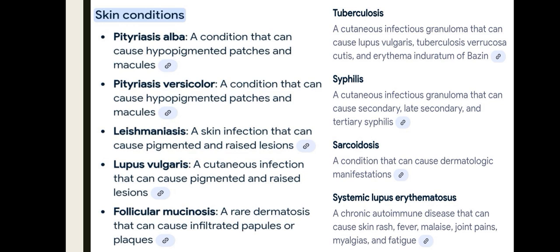Follicular mycosis, a rare dermatosis that can cause infiltrated papules or plaques. Another infection is tuberculosis. It is a cutaneous infectious granuloma that can cause lupus vulgaris, tuberculosis verrucosa cutis, and erythema induratum of Bazin. Syphilis, a cutaneous infectious granuloma that can cause secondary, late secondary, and tertiary syphilis. Sarcoidosis, a condition that can cause dermatologic manifestations. Systemic lupus erythematosus, a chronic autoimmune disease that can cause skin rashes, fever, malaise, joint pain, myalgia, and fatigue.